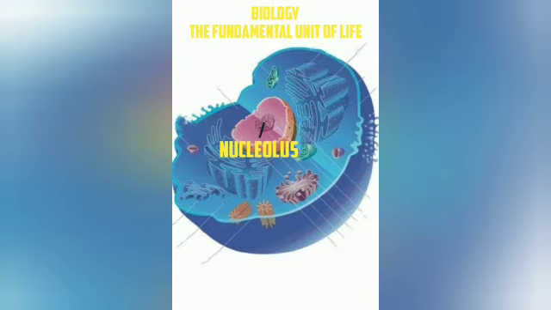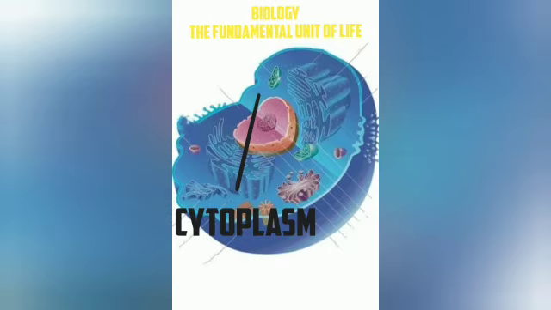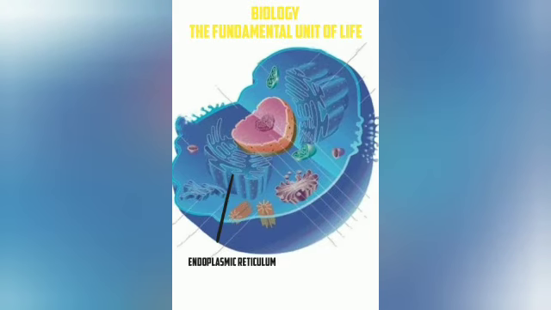Now let's study cytoplasm. Cytoplasm is a dense jelly-like substance present inside the cell. It helps in exchange of materials. Cell contains two parts, cytosol and the cell organelles. Cytosol is a homogeneous viscous liquid in which various membrane-bound cell organelles are present.